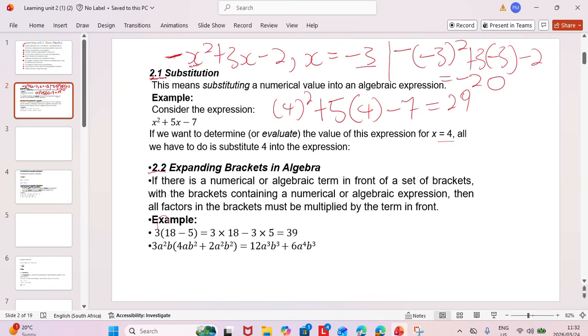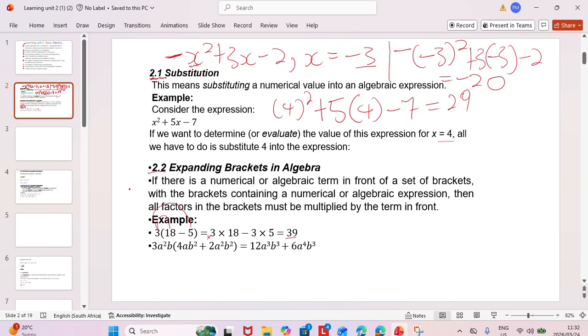You take a 3 and apply the distributive law. 3 will multiply 8. Then it will be 3 times 8. And then positive 3 as well will multiply the negative 5. Then it will be negative 3 times 5. After that, you press your calculator.